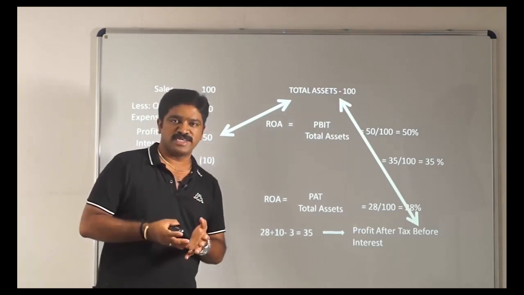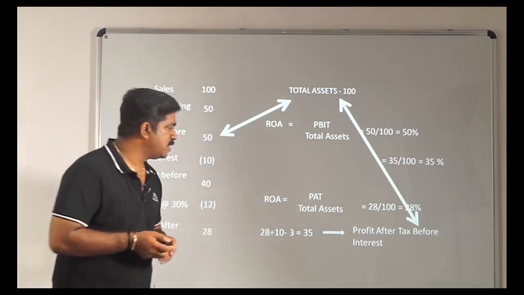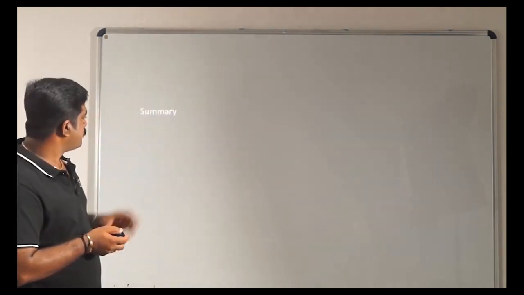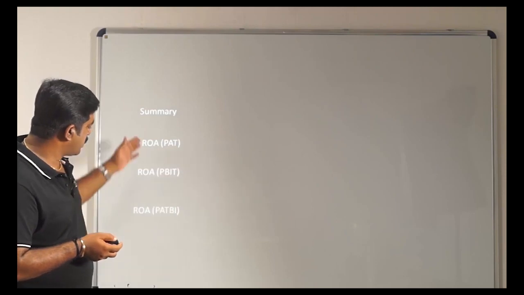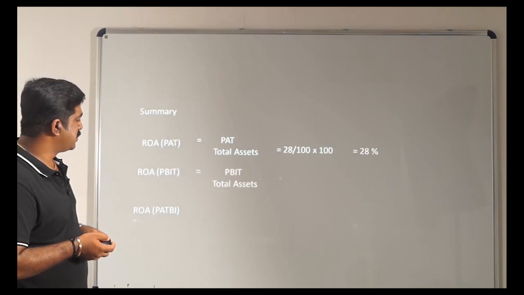Okay, so this is the first case where we had three different types of profit, and we are done with that. Then there's a summary where we are capturing all the return on asset percentages.